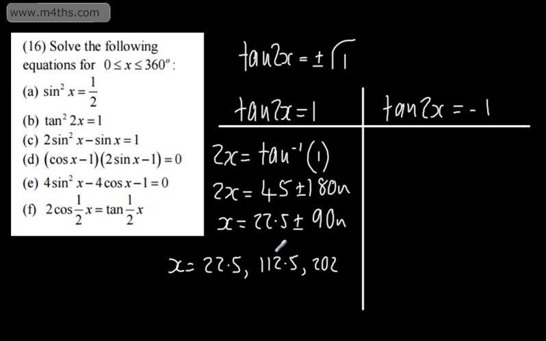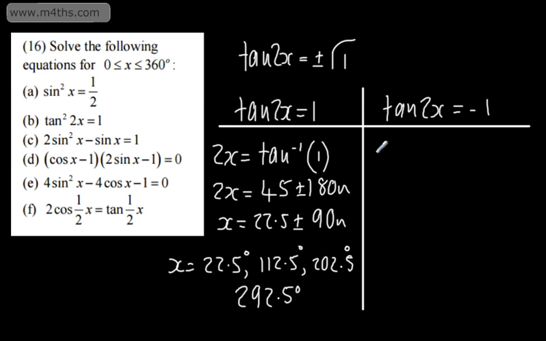202.5, let's just check that, add 90, what are we going to have now? 292.5, and they now are the solutions in the interval. Can't squeeze another one in as we will go outside. Okay, so let's look at the next one.